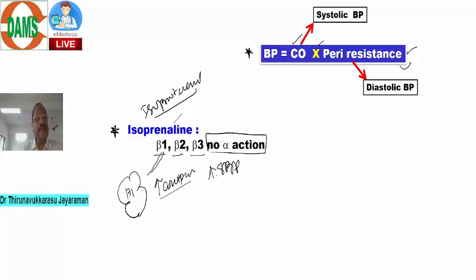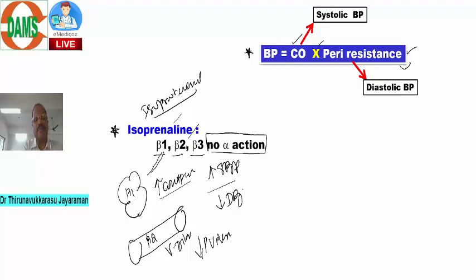And this drug has beta 2 action. Beta 2 receptors are normally seen on peripheral blood vessels. By activating beta 2, it causes vasodilatation. Definitely there will be a reduction of peripheral vascular resistance. This may cause a fall in diastolic blood pressure. So the drug increases systolic BP, decreases diastolic BP and also causes reduction of peripheral resistance.